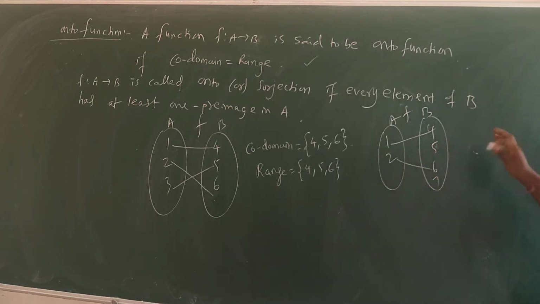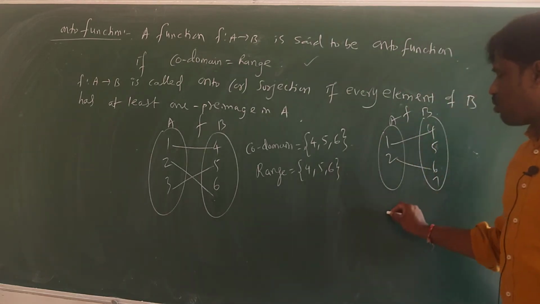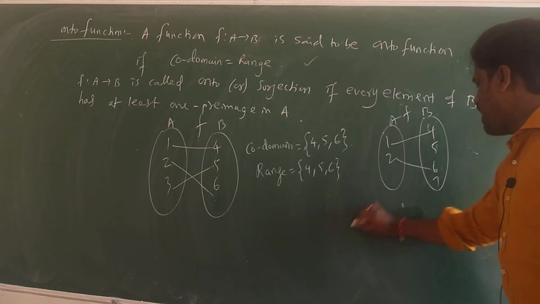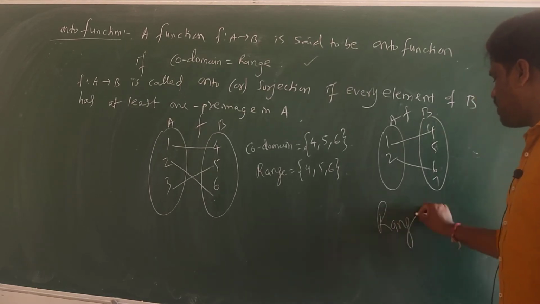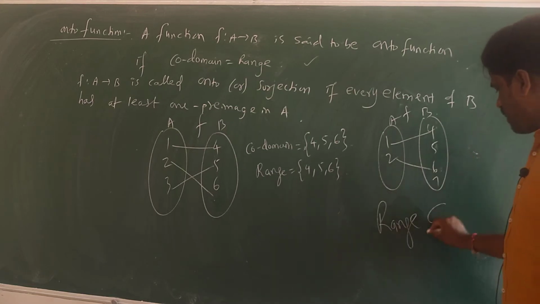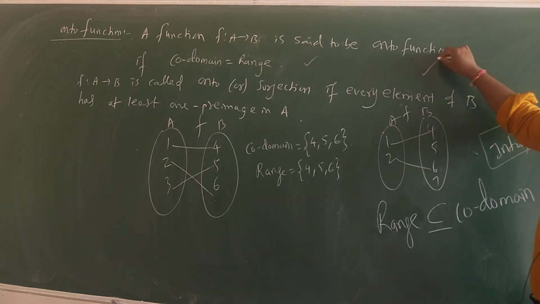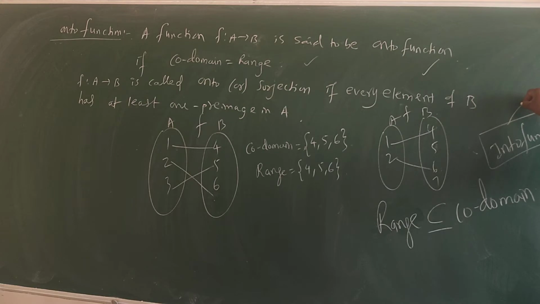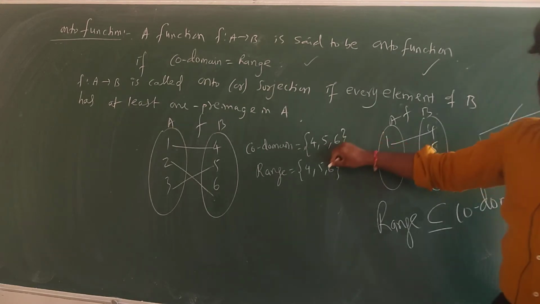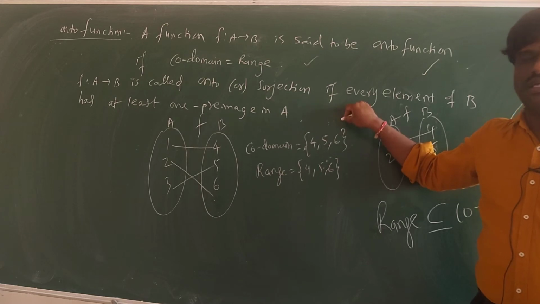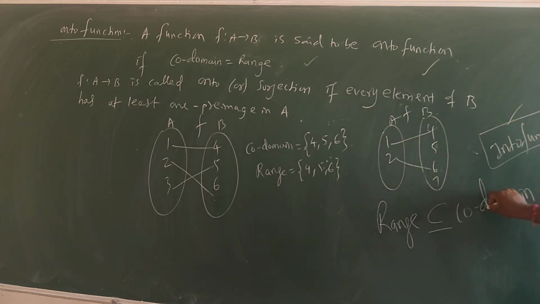Understood? The function which is not onto is called an into function. What is an into function? If range is a subset of codomain, sorry, range is a proper subset of codomain. What is the range here? 4, 6. If range is a subset of codomain, then it is called an into function. Onto function means range is equal to codomain. If range is equal to codomain, that is called onto function. If range is a subset of codomain, that is called an into function.